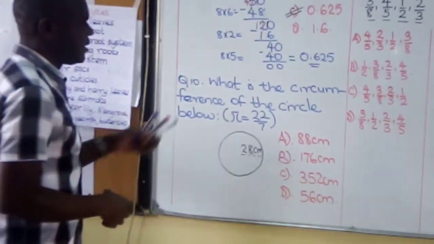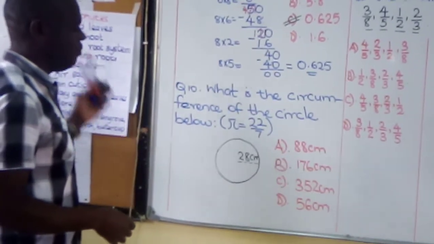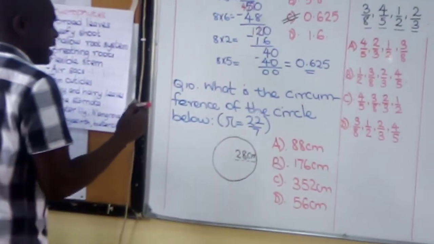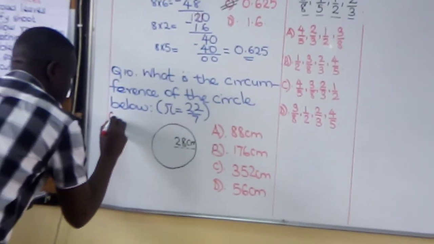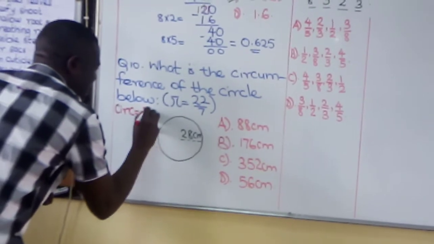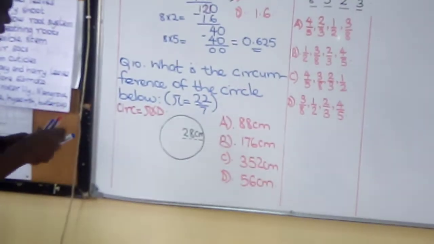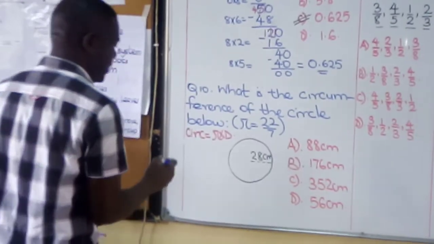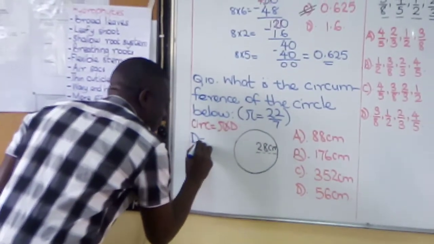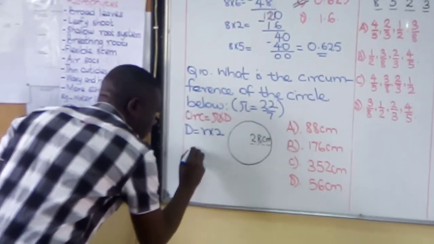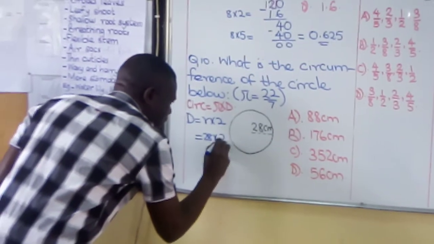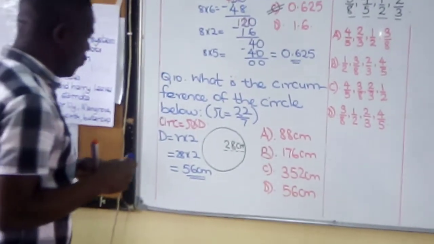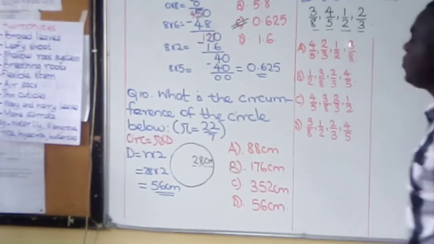Question number 10. What is the circumference of the circle below? This is the circle. We use a formula. The formula of finding circumference of a circle, we say circumference is equal to pi multiplied by diameter. Now I want us to focus here. Do we have diameter? No, we have radius. And so we must find the diameter by multiplying the radius by 2. Here the radius is 28. When we multiply by 2, we will get 56 centimeters. That is the diameter.